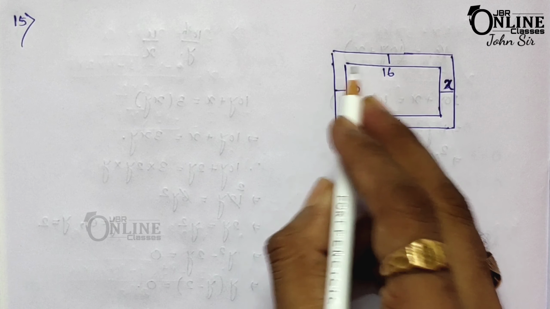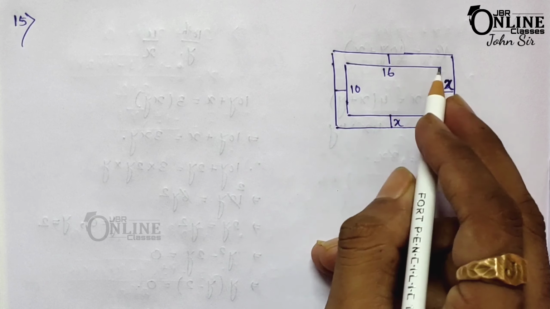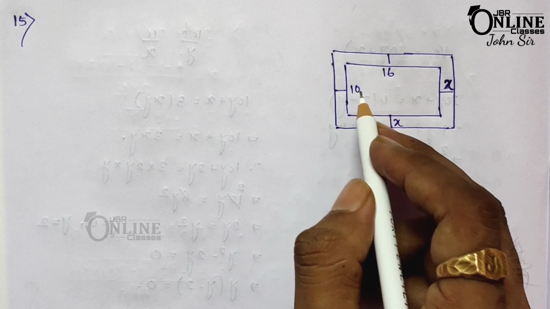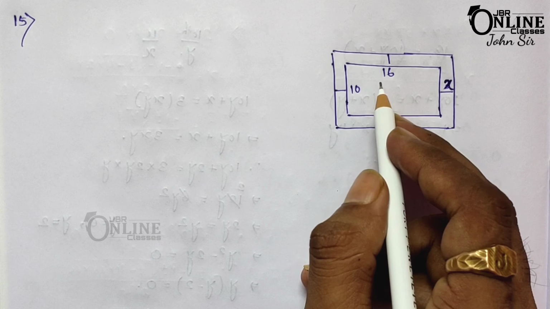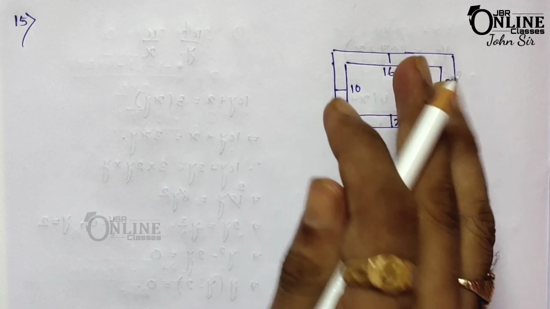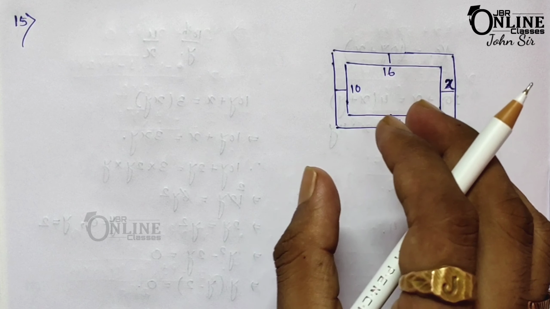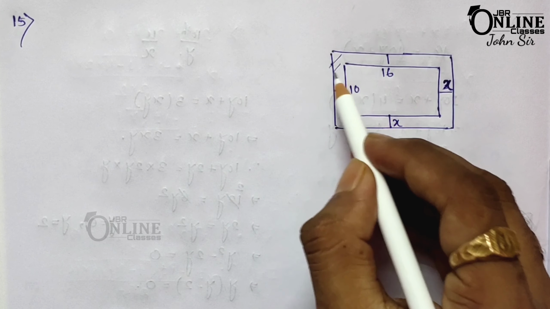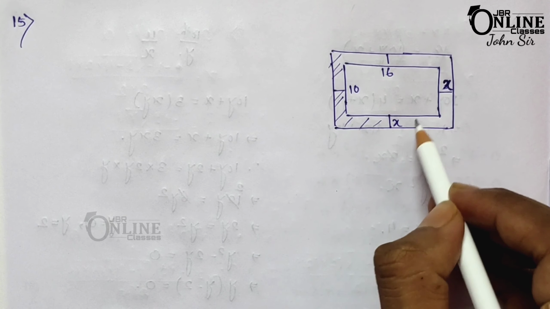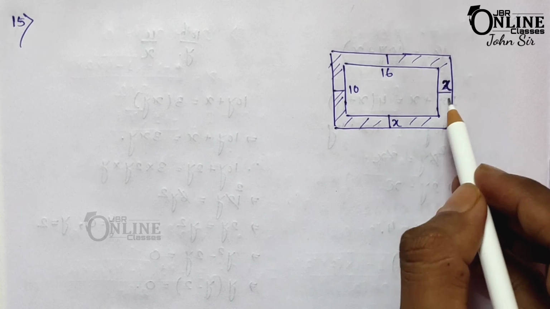Okay, so first you have to find out the area of this rectangular field. You know that formula, length into breadth, so it's 160. Clear? Next, here it's given that the area of the walk is 120 meter square. That means the area of this portion equals 120 meter square.